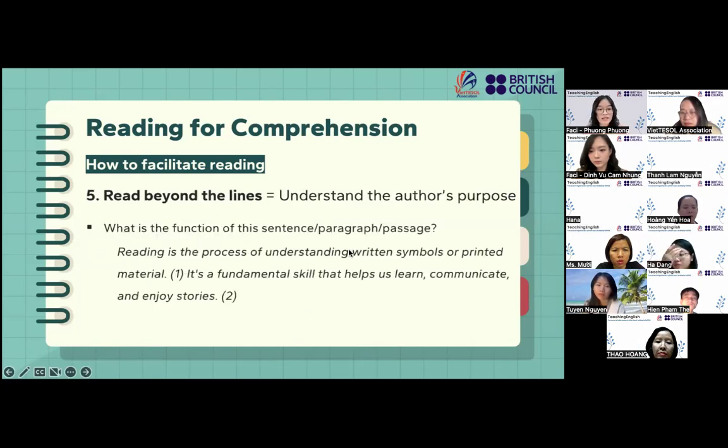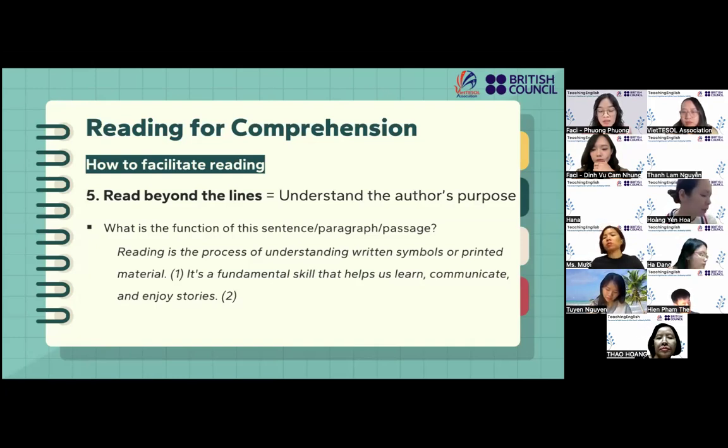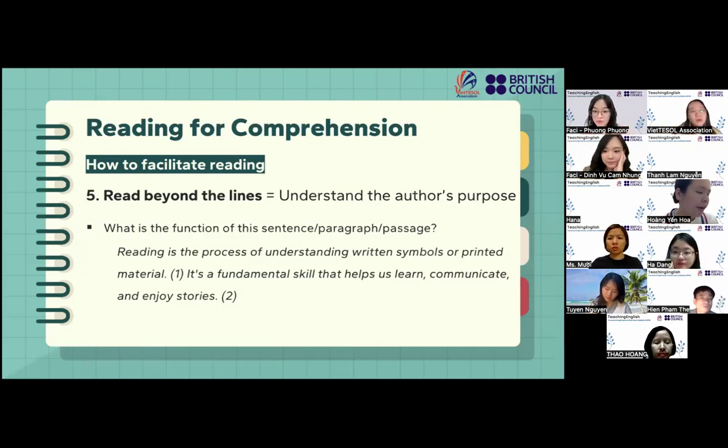Okay, and the last thing, this is for me, after vocabulary, the most important thing to help students understand and remember what they have read. And from that, they can improve their task, the correctness of their answers, is to truly understand the author's purpose. And to do that, we need to constantly ask ourselves and make the students ask themselves the question: what is the function of this sentence or this paragraph or this passage?